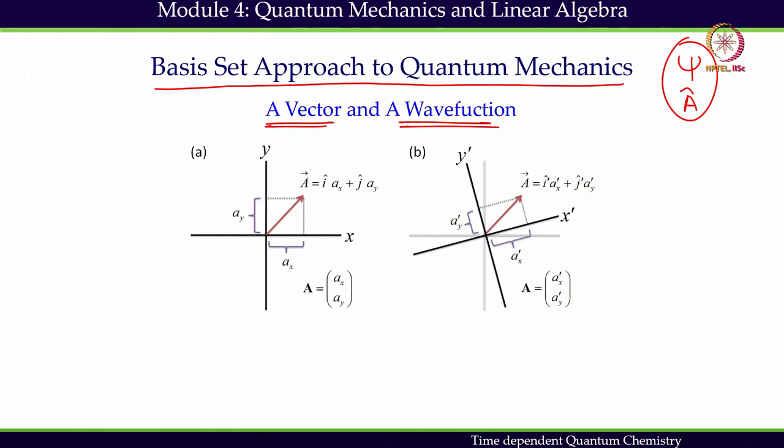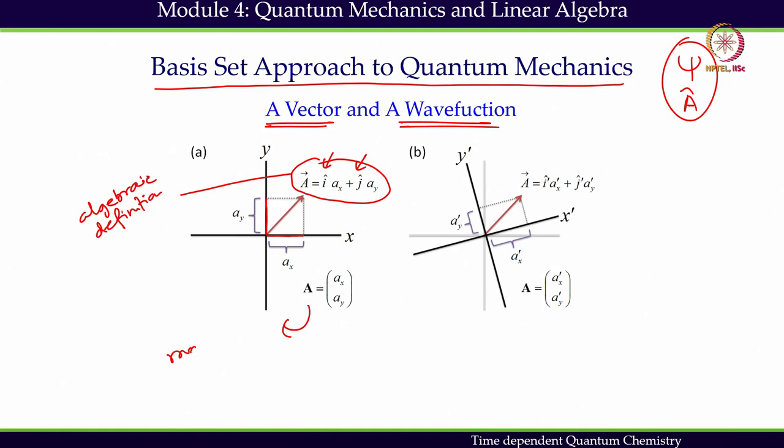In three-dimensional space, a vector is often represented by its components with respect to the xyz axes. For simplicity, consider a vector in two-dimensional space. This vector is represented by this: Ax is the component along the x-axis, Ay is the component along the y-axis, and these are the unit vectors along the respective axes. In linear algebra, this is called the algebraic definition, and this is the matrix representation of the same vector.